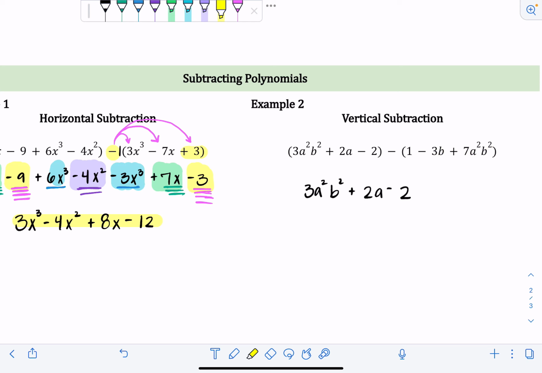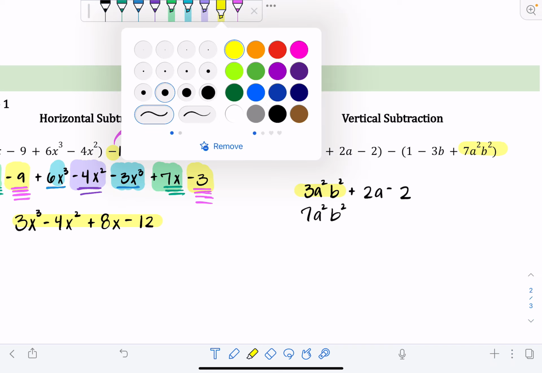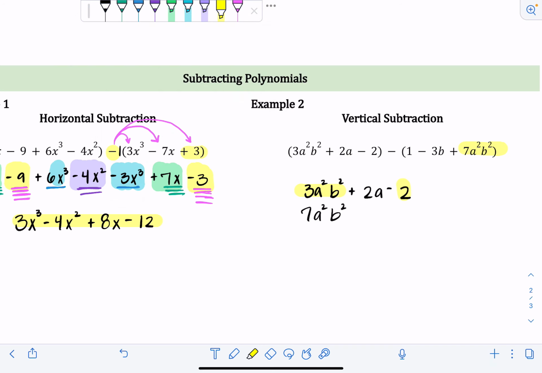So I have a 3a squared b squared, so I should line up the 7a squared b squared with it because they have the same exact variables, it's the same power. So I would do 7a squared b squared. And then next I have this 2a. I don't have a just a over here, so I'm going to leave that blank. And then next I have what's called the constant term, so just the minus 2. So I'm going to put the 1 underneath it. It's just the positive 1, so I'll put that there. And then I can't forget about this negative 3b. I'm just going to tack that on at the end because it doesn't have any like terms from the line above to align it with.